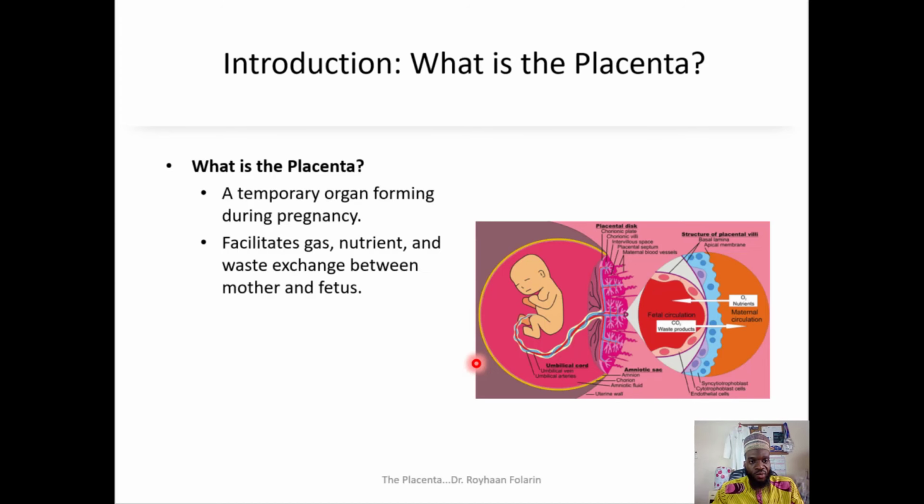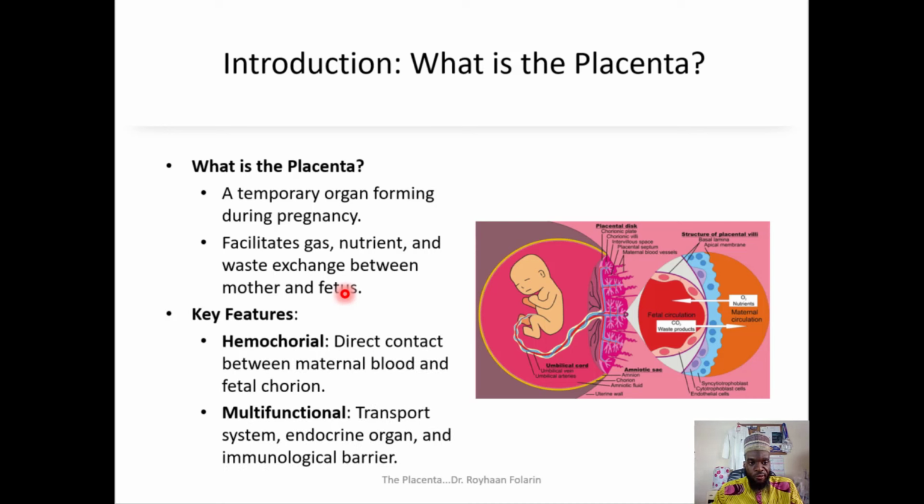What is the placenta? Like I just mentioned, it is a temporary organ that is formed during pregnancy and it has a lot of functions. It forms the lifeline between the mother and the developing fetus. And it is a unique organ, not just because of its temporary nature, but because of its ability to serve multiple vital roles simultaneously. It facilitates gas, nutrient and waste exchange between the mother and fetus. And it has a number of key features.